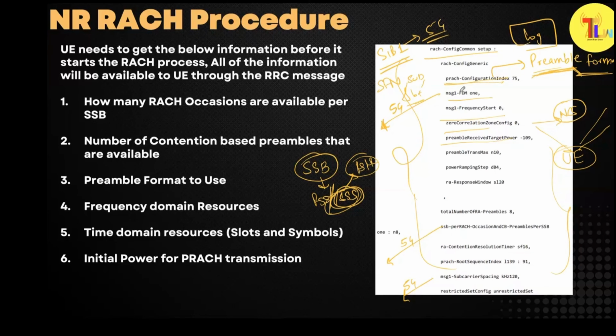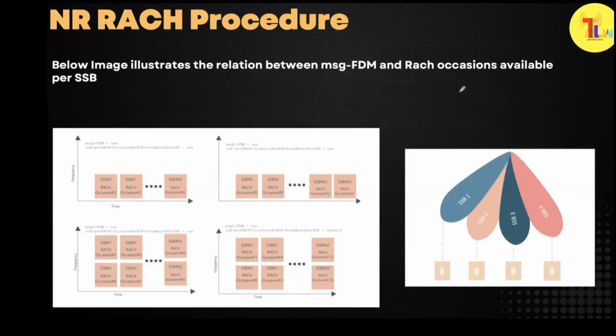Then we have something called message one FDM. It tells about the number of PRACH transmission occasions, frequency division multiplexed, in one time instance. Up to 8 RACH occasions can be used in one time instance. So what does that mean? This is your frequency, this is your time.